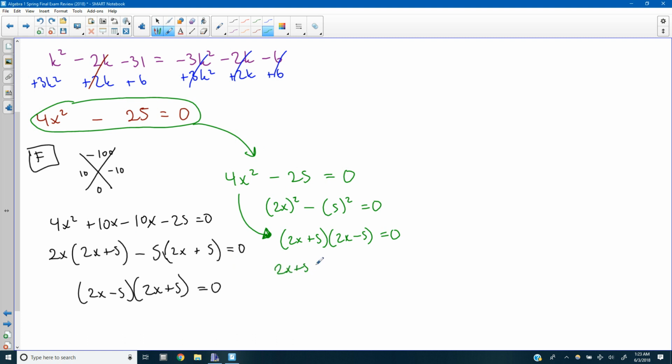Either 2x plus 5 equals 0, or 2x minus 5 equals 0. So 2x equals negative 5 and x equals negative 5 halves. Or 2x equals 5 and x equals 5 halves. And those are the two answers. They're opposite versions of each other. Kind of sweet. That's the factoring method.